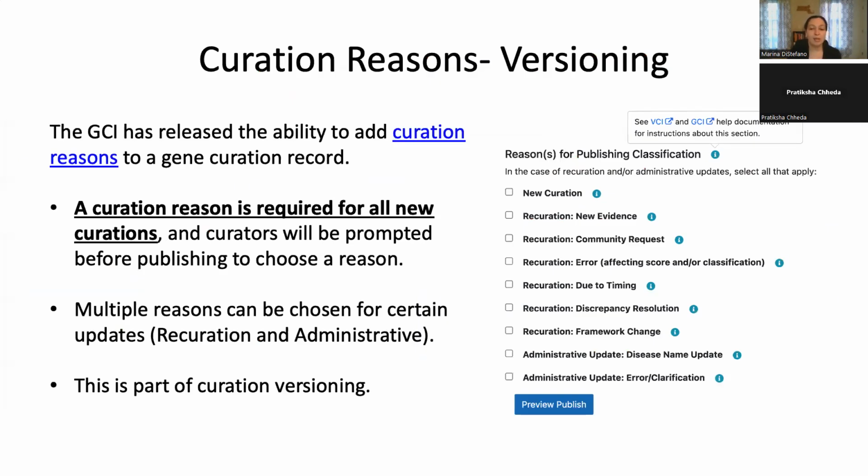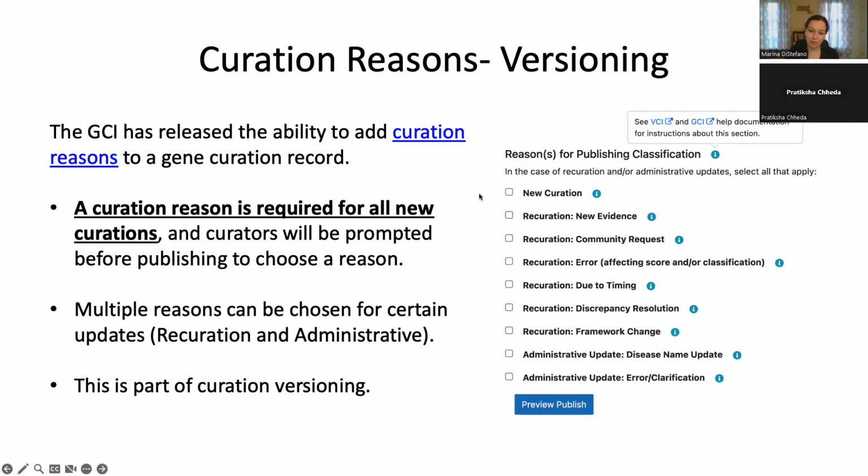And then one last thing that's required now is choosing a curation reason, because we've added semantic versioning. So you'll have info buttons for all of it, but a new curation, and then a bunch of options for recurations, and then administrative updates if there was a typo, for example. And so this is required to publish something, and this will help us version the curation.